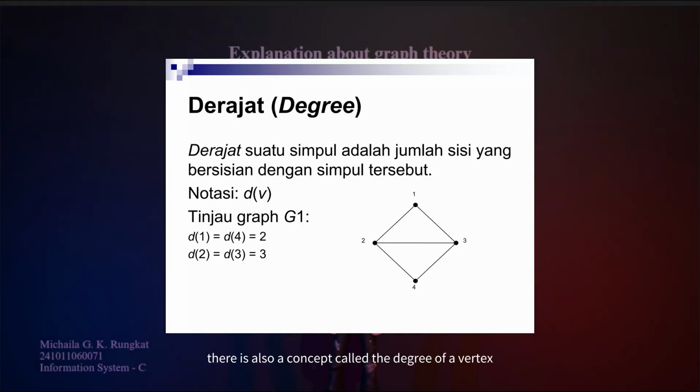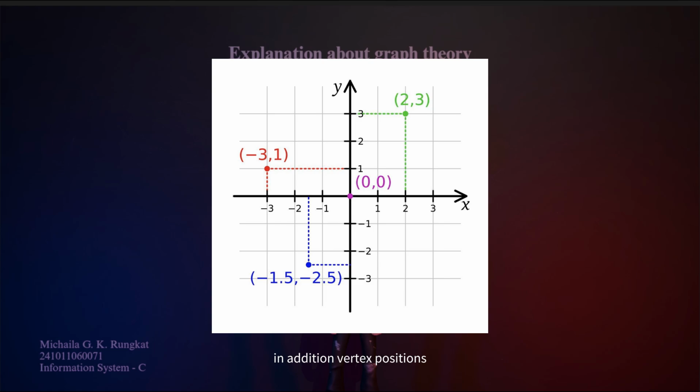In graph theory, there is also a concept called the degree of a vertex. For example, deg(v) = 2. This means a vertex has two connections, or two edges attached to it. In this tile, several vertices have degree 2 because they are connected to two edges simultaneously. In addition, vertex positions can also be represented using coordinates. For example, x = 0 and y = 1. Coordinates help simplify the visualization process when drawing graphs digitally.